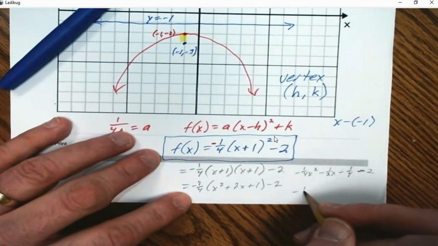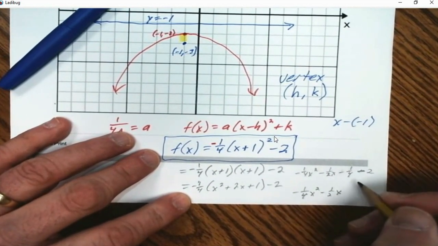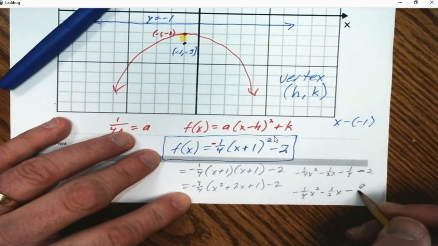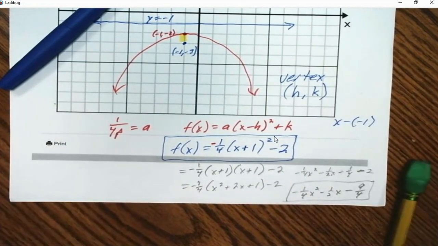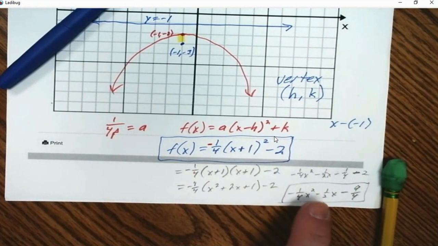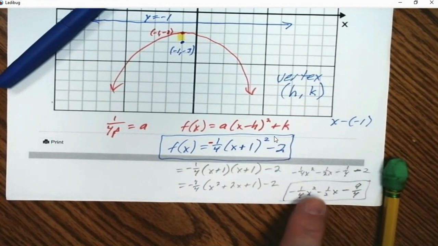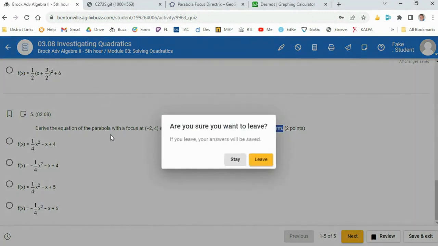So it's negative 1/4 x squared, negative 1/2 x, minus 9/4. This one's a messy one, but that's what you would do, you would just multiply this out. And now this is standard form, ax squared plus bx plus c. It just happens to have fractions in the equation. And so this one does too. It has just a fraction in the front, but it turns out to be nicer numbers. But still, you're just taking the focus and the directrix and finding the equation.